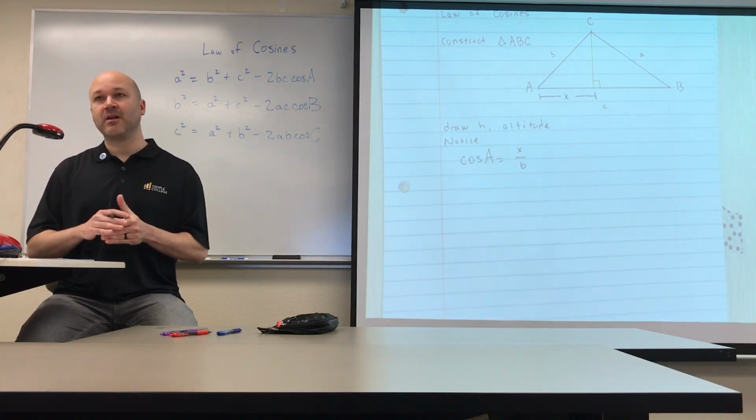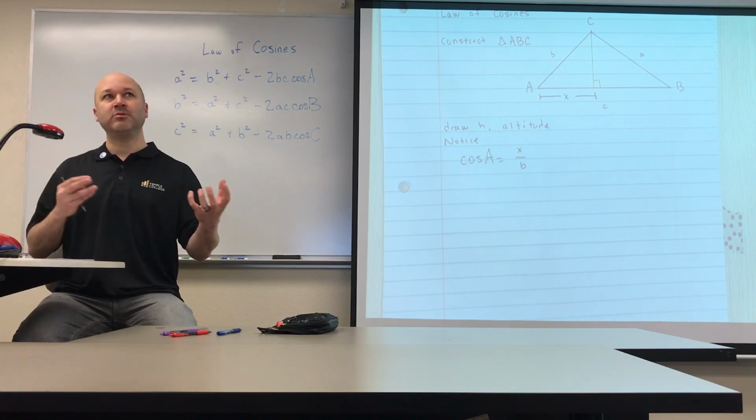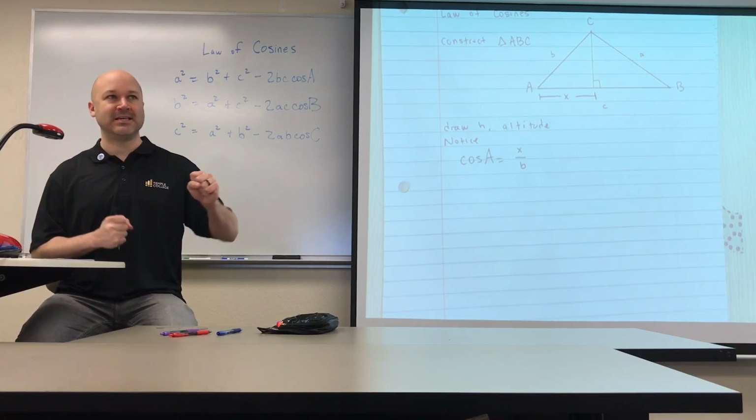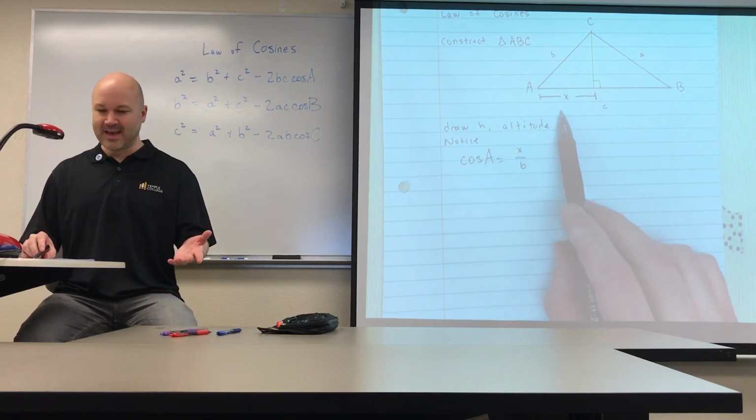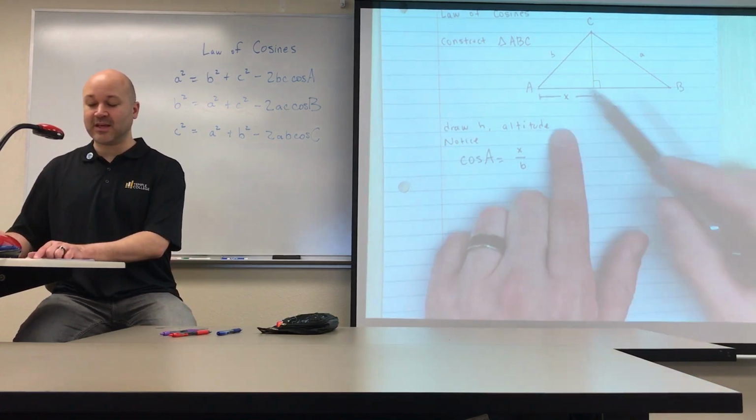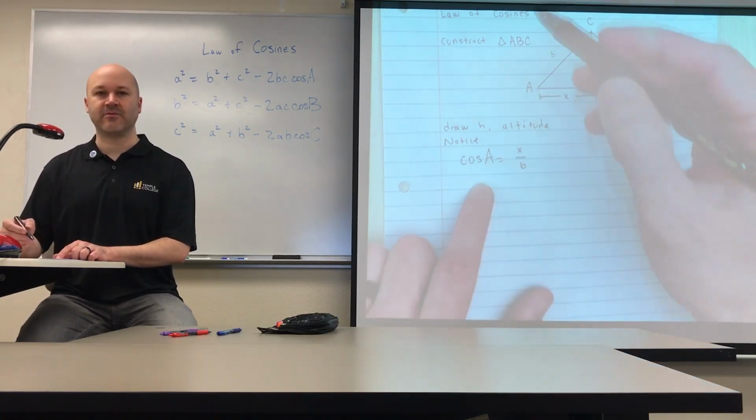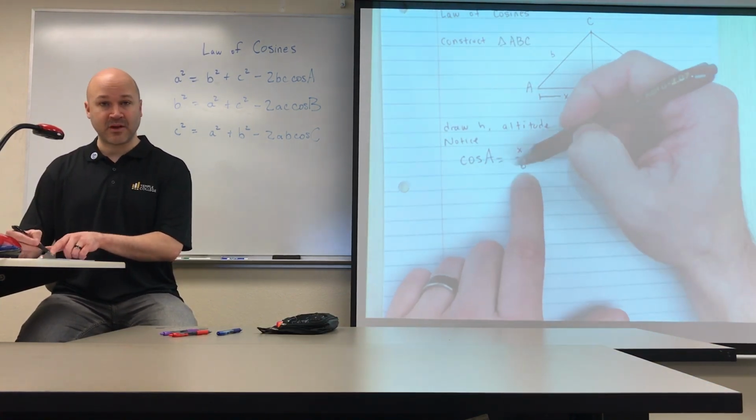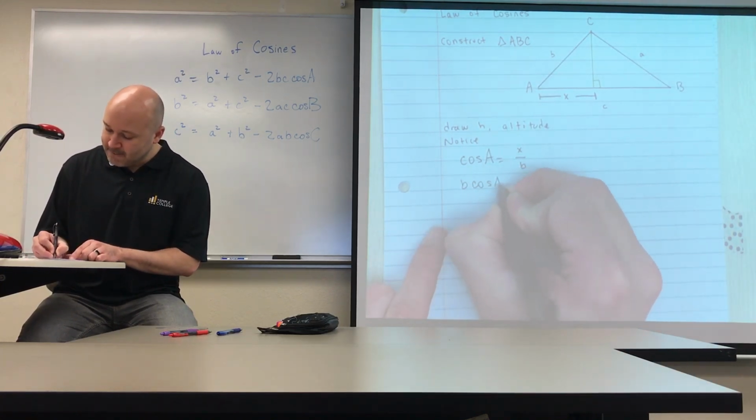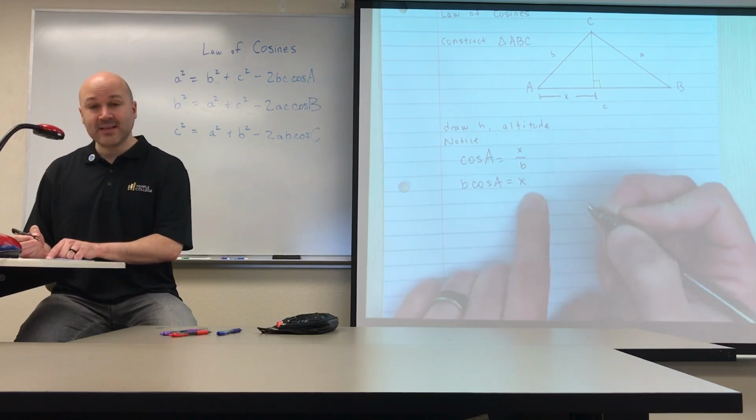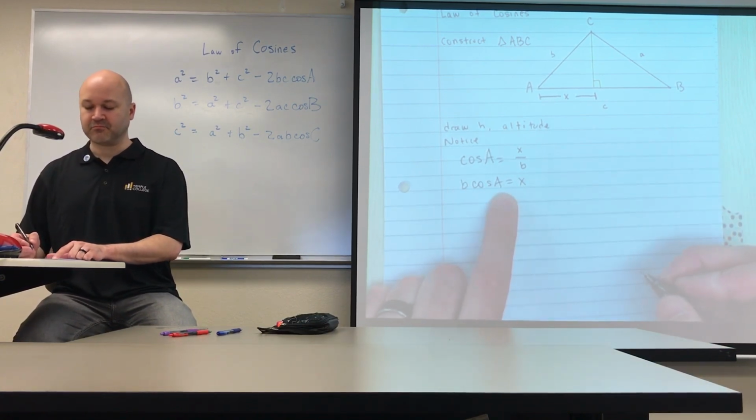Now the law of cosines, I think, is going to be similar to the law of sines, where I'm able to relate a's, b's, and c's, but maybe not these random variables like x, which has nothing to do with triangle ABC. So I'm going to do one more step here, and that is solve for x. I'm going to multiply both sides of the equation by b. So x is equal to b times cosine of A.